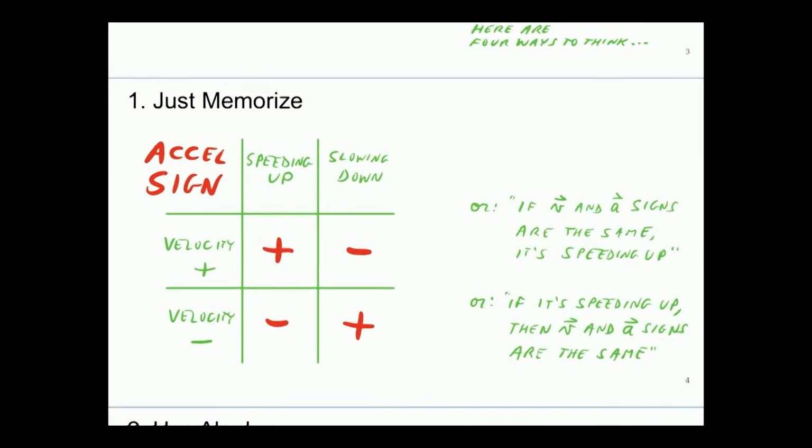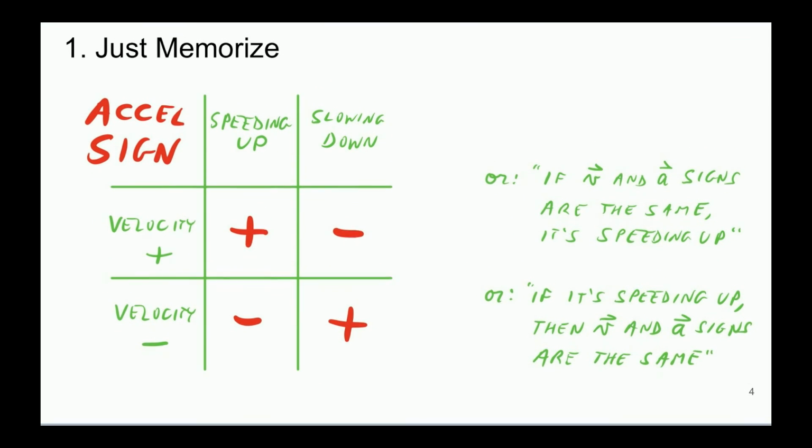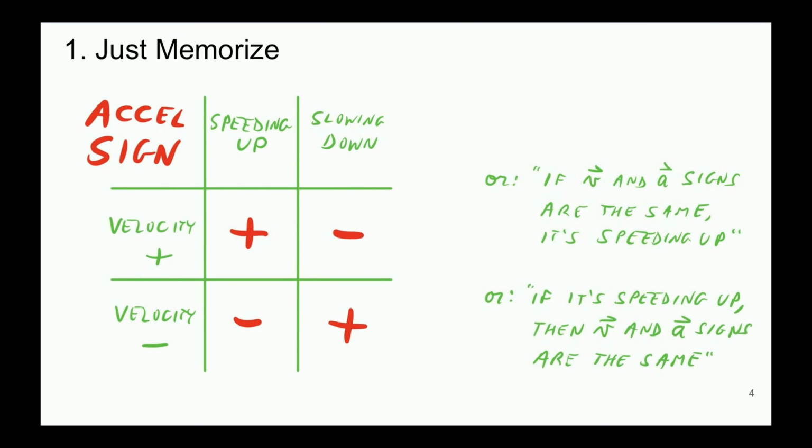One is you might have to just memorize it, right? If it doesn't make sense to you, you might just have to say, if I want to know the acceleration sign of something, you just have to figure out whether it's speeding up or slowing down, whether the velocity is positive or negative, and there's your answer. Or you could remember it in a sentence. You could say, if the velocity and acceleration signs are the same, then it must be speeding up, or something like that. You have to come up with a way to memorize it if you're going to use the memorizing method, whatever works for you.